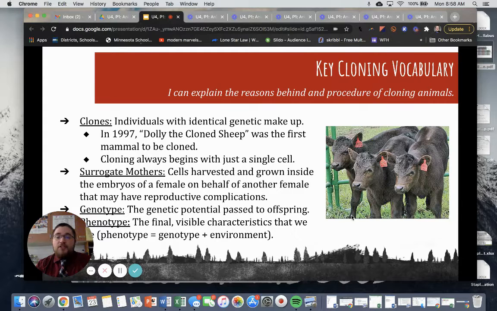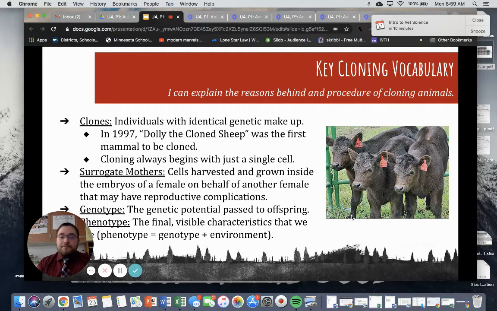And then, of course, we have our genotype and our phenotype. Genotype is the genetic potential passed on to an offspring, and phenotype is the final visible characteristics that we see. So a key equation that I want you to know from this is phenotype equals genotype plus environment. So our phenotype is highly influenced by the environment in which an animal is surrounded.